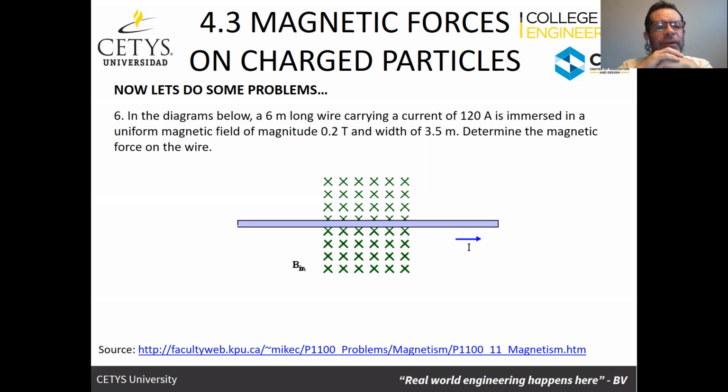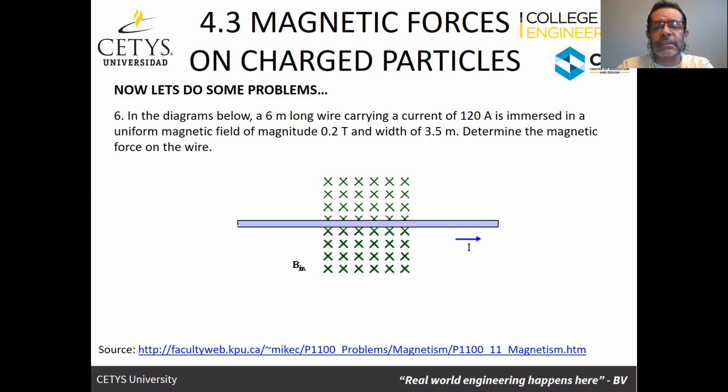Now, the important thing here is that the uniform magnetic field is 0.2 Teslas, and the magnetic field has a width of 3.5 meters. So the wire is 6 meters long, but the magnetic field is only acting in a space of 3.5 meters. And we want to determine the magnetic force on the wire. Okay, we want to know the magnetic force that's being generated on the wire. I'm going to go through it, and please, if you have any questions, let me know.